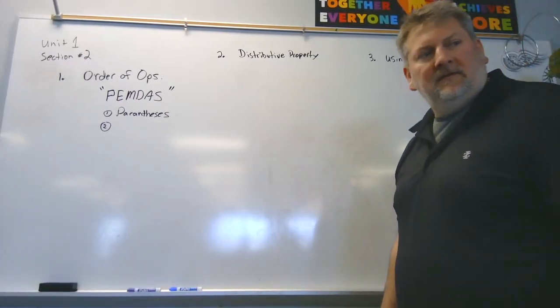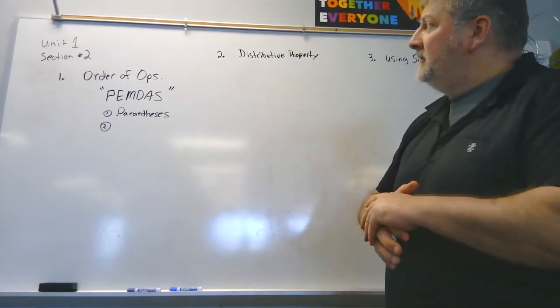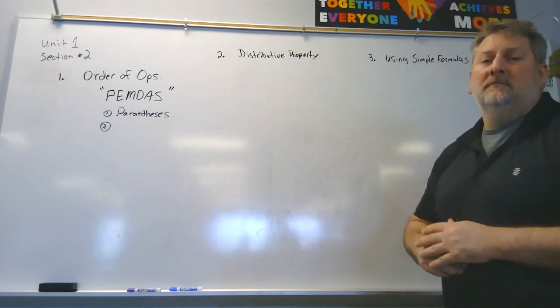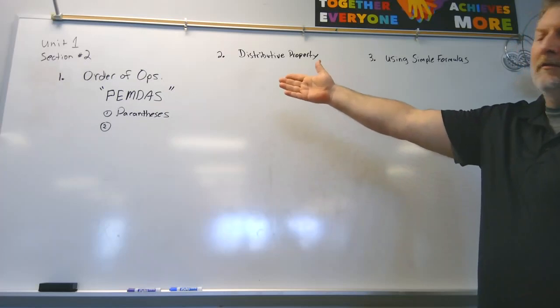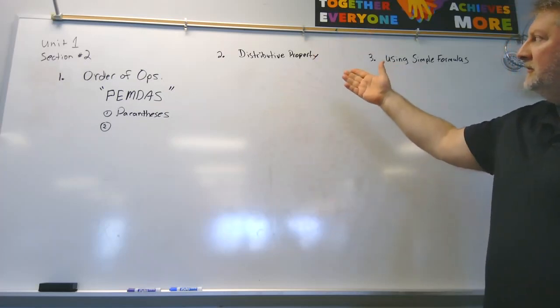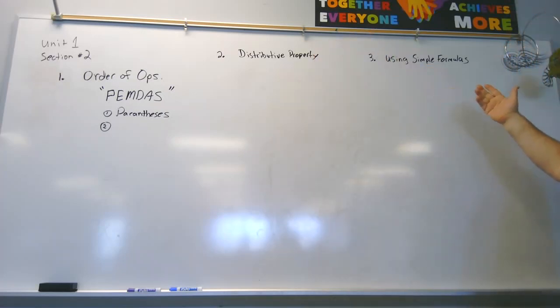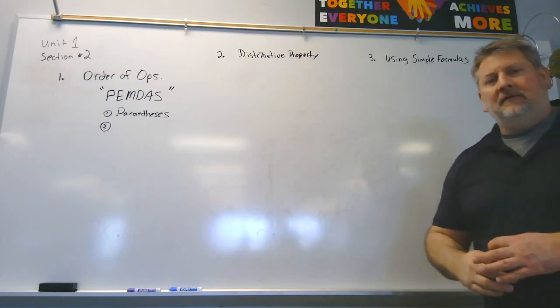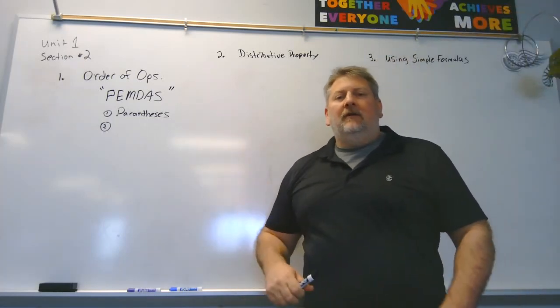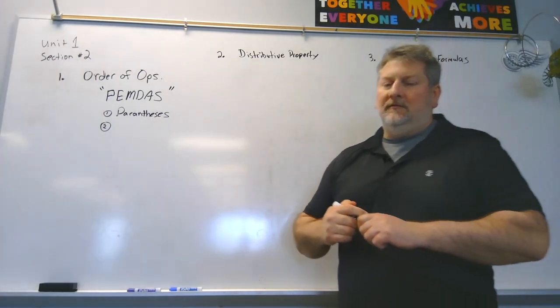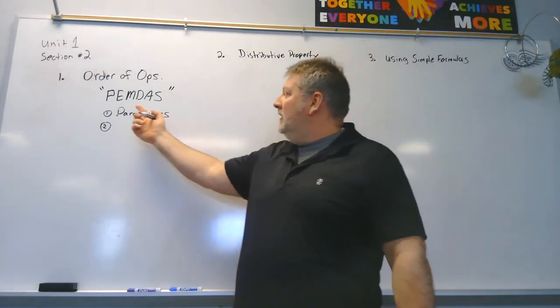Good afternoon, scholars. Today's lesson is Unit 1, Section 2. The three topics we're going to talk about and go over are number 1, order of operations, number 2, distributive property, and number 3, using some simple formulas. Now, order of operations is something you've already had before, so this should be a review for all of you.